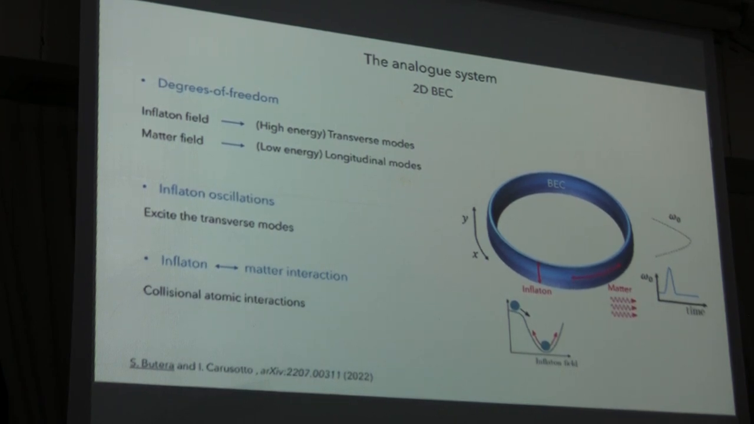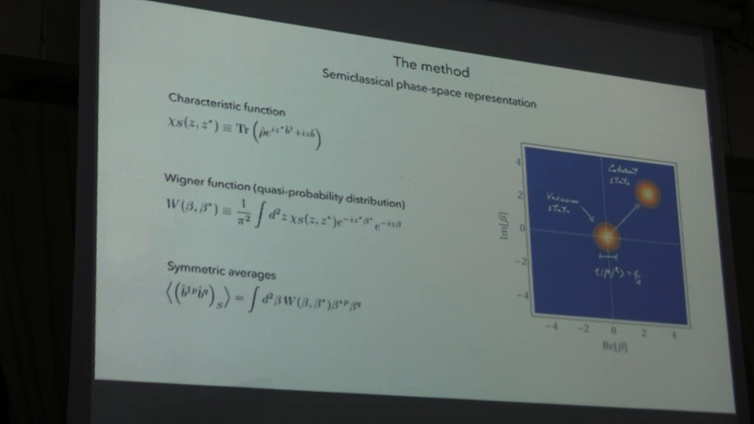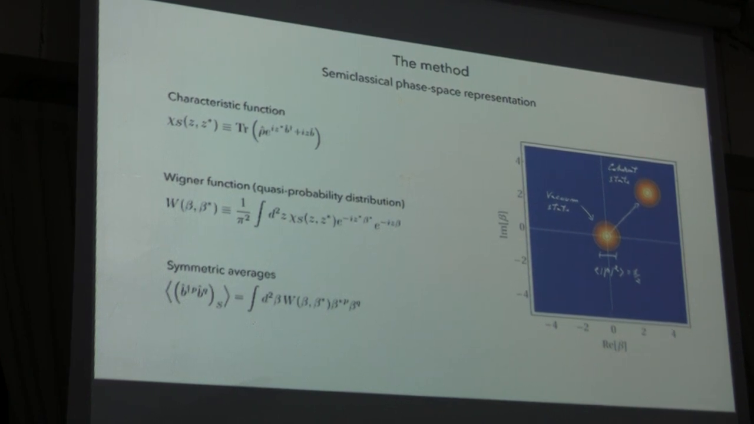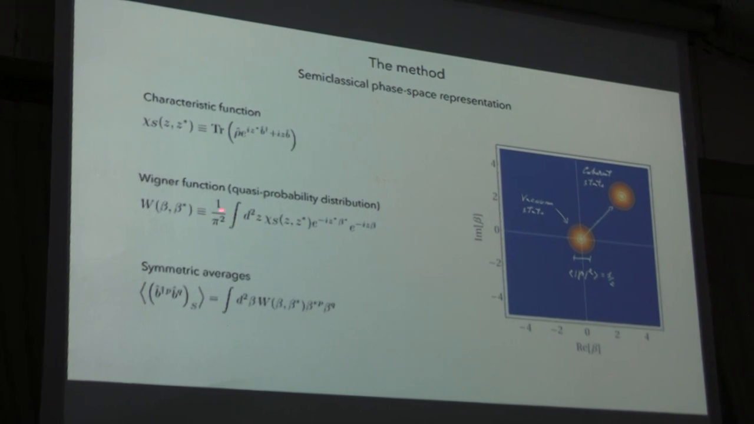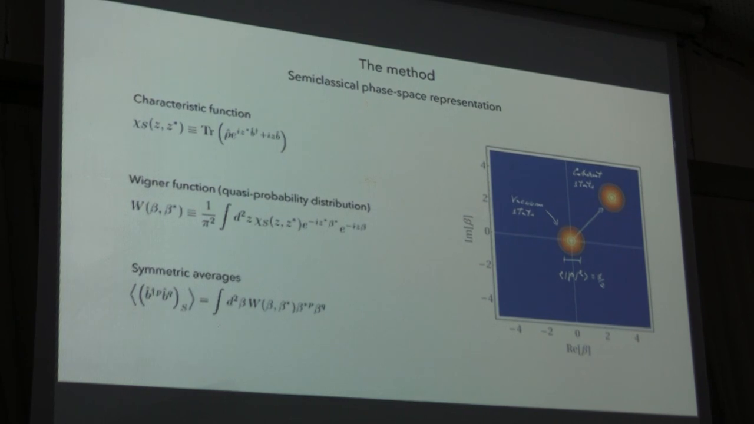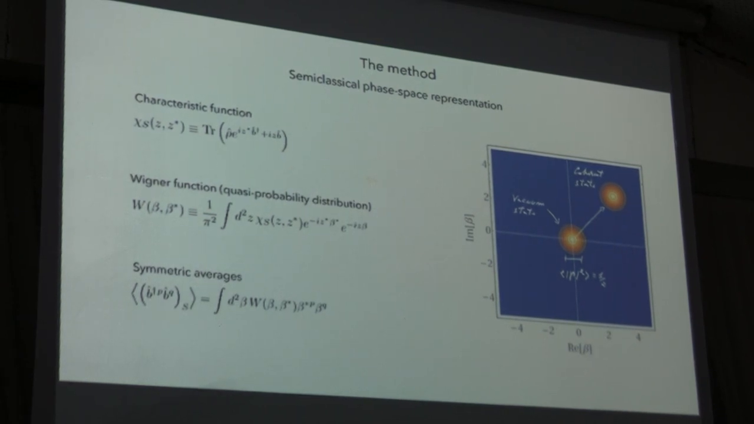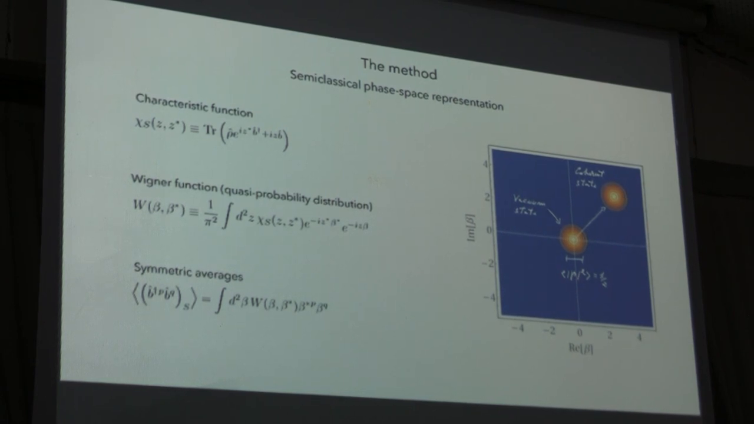Basically, to study this problem, I need to solve for the dynamics of a BEC. To that end, what I use is a semi-classical phase space method that is based on the Wigner representation of the density matrix of the system. The Wigner function is a quasi-probability distribution that is defined in terms of the symmetrically ordered characteristic function. This is the definition for the simple single-mode system, but to translate to the multimode case, like a BEC, it is needed to just substitute variables and operators with the field variables and field operators.